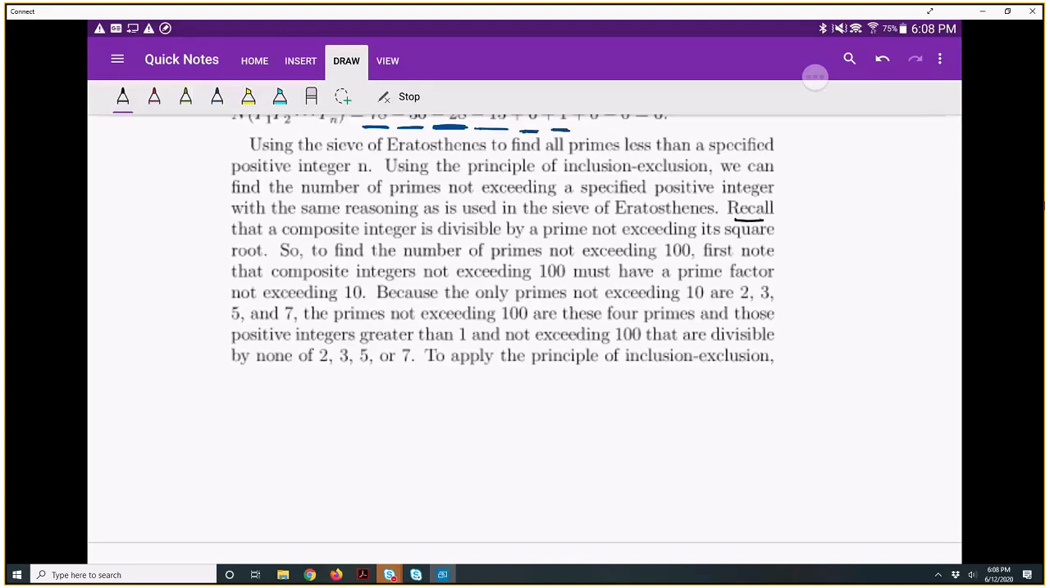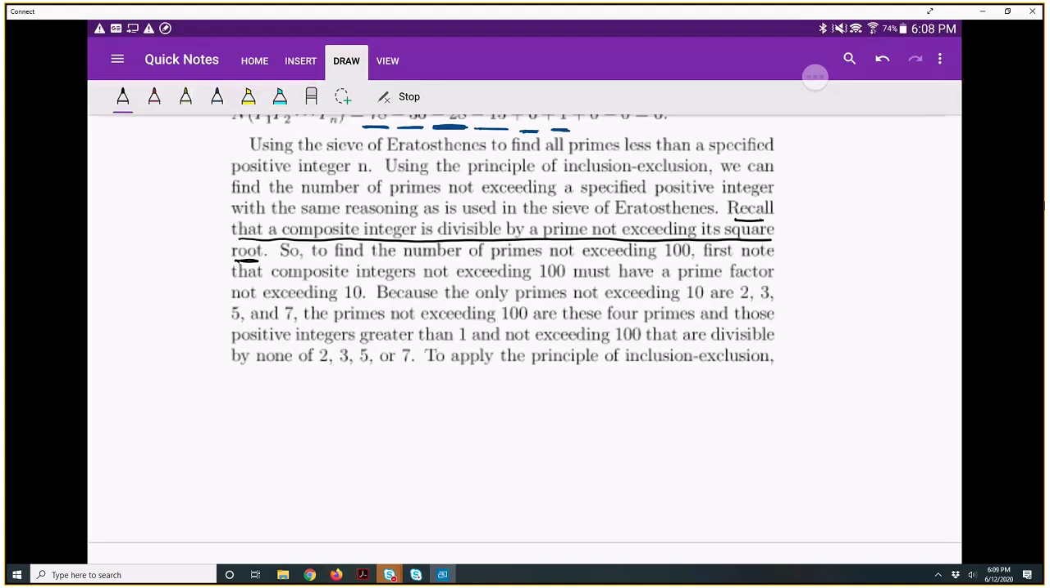Recall that a composite integer is divisible by a prime not exceeding its square root. So a composite integer is an integer that's basically not a prime. And we know a prime integer is divisible by only 1 and itself. So a composite integer, therefore, has some divisor other than 1 and itself.